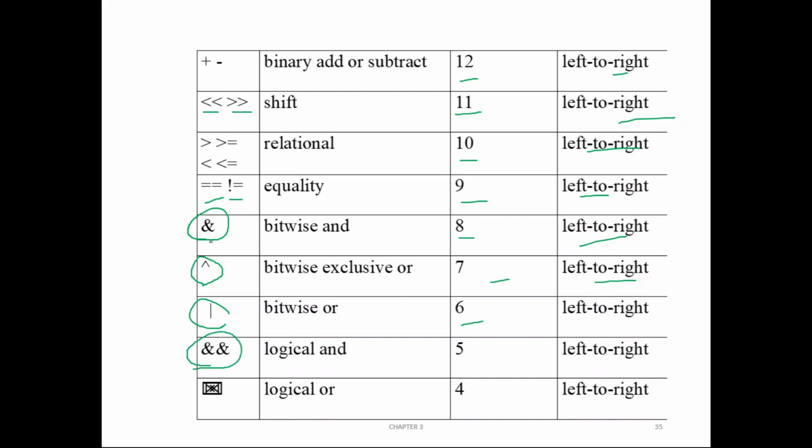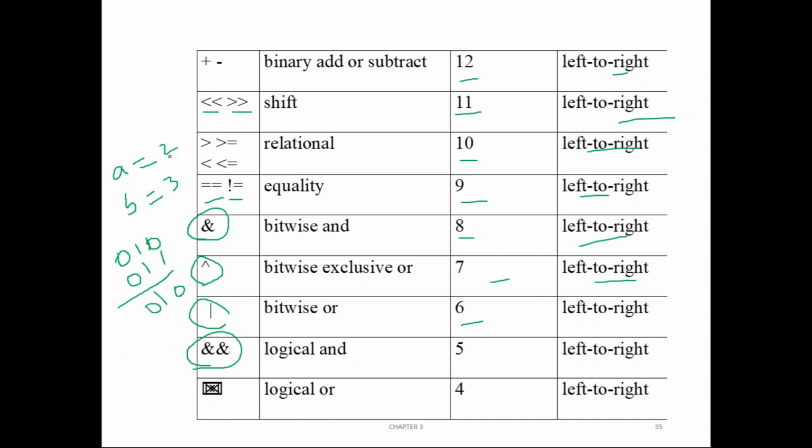Bitwise AND means it is to perform a bit operation. If you have two numbers, say a is equal to 2 and b is equal to 3, then bitwise AND works like this. A is 2, that is 0 1 0. B is 3, that is 0 1 1. Bitwise AND will perform AND on each bit: 0 and 1 is 0, 1 and 1 is 1, 0 and 0 is 0, remaining all 0.